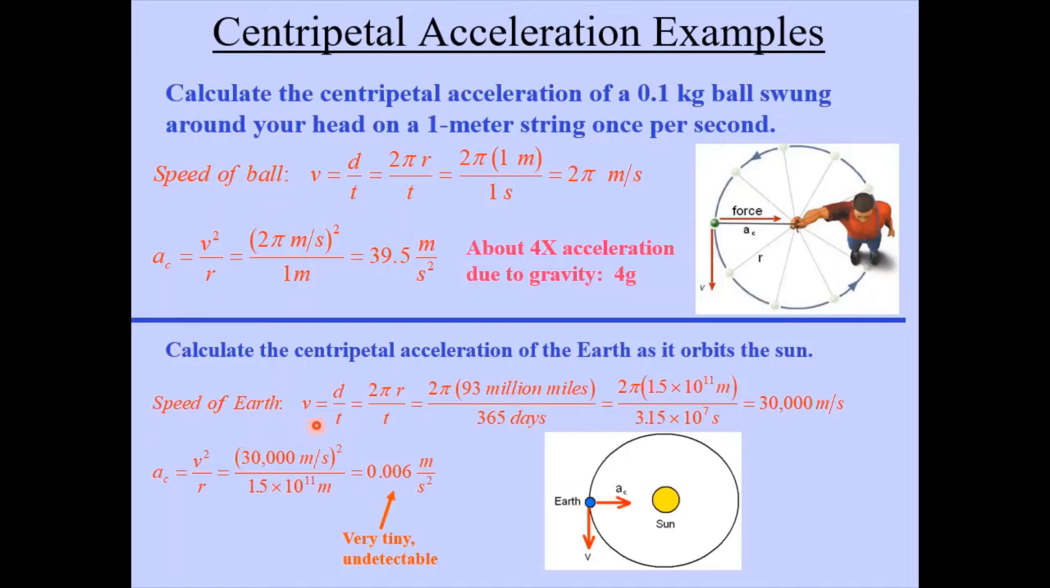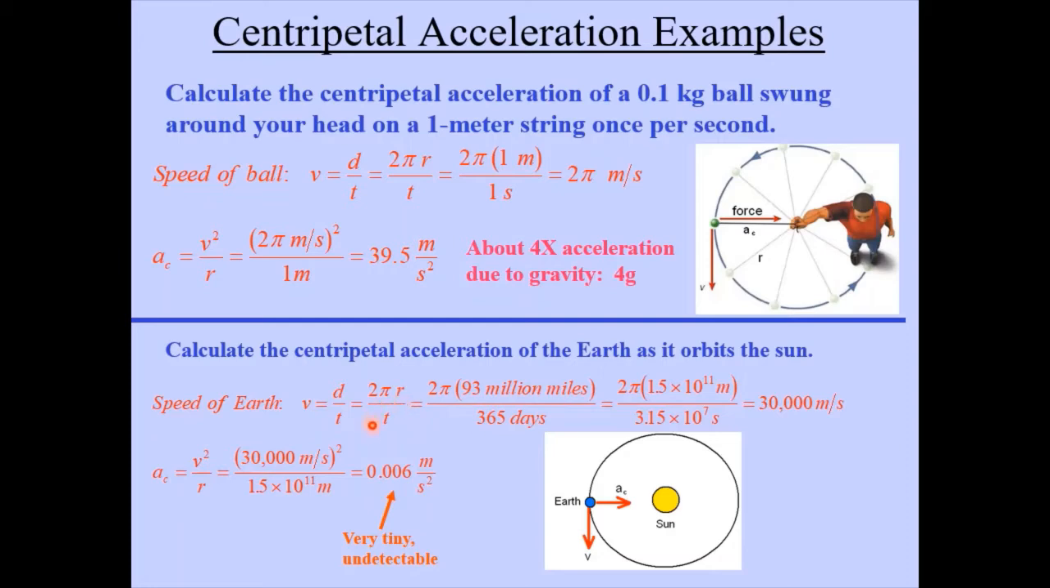We're going to do the same thing here. The velocity is equal to distance over time. So the distance is the circumference of its orbit, meaning it travels all the way around its orbit like this. Remember that circumference is 2 pi r. So we have 2 pi times the radius. Now the radius is the distance from the Earth to the sun, which you've maybe heard is 93 million miles. But of course, we need to convert that to meters. I've done that here by looking up the conversion between meters and miles. So the distance from the Earth to the sun is 1.5 times 10 to the 11th power meters.